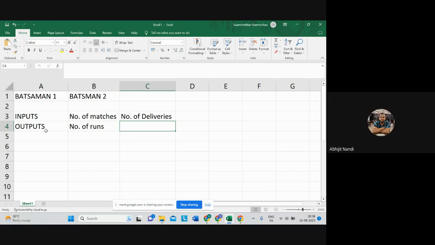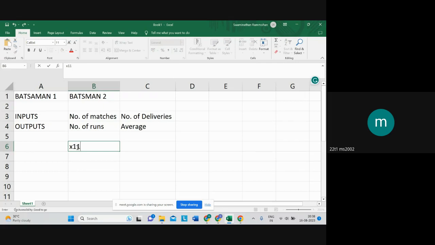Strike rate, average. Can we take average? Okay, let us keep it simple. We'll take only 2 inputs and 2 outputs. But this is just to give you an understanding. If you want to do this on real-time data, especially in industry, you will have hundreds of inputs and some 30, 40 outputs. But DEA is still doable. These small examples are just to give you an intuitive understanding of what DEA is all about.